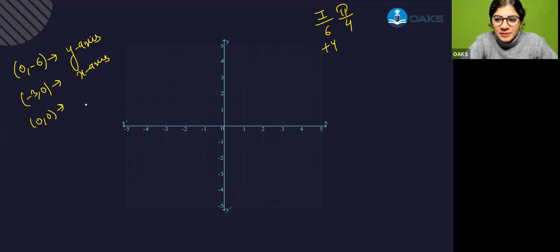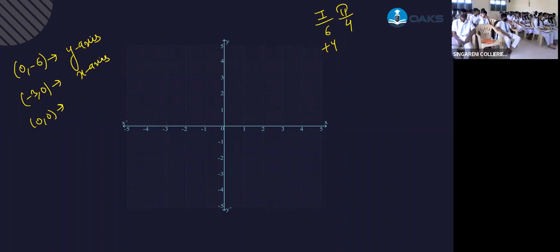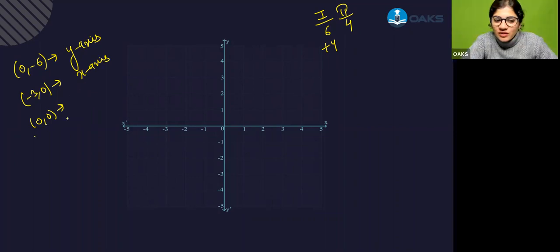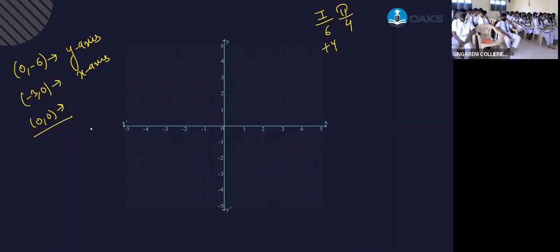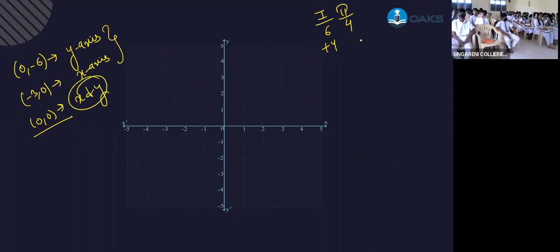Kindly speak again. I am not getting your point. Your voice is not clear. What are you saying? Say it again. 0, 0 will lie on. It's both. Yeah, it's both. It's x and y both. Right? Okay, you can sit down.